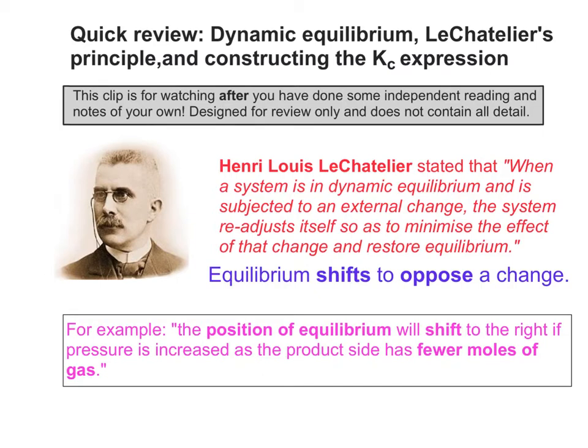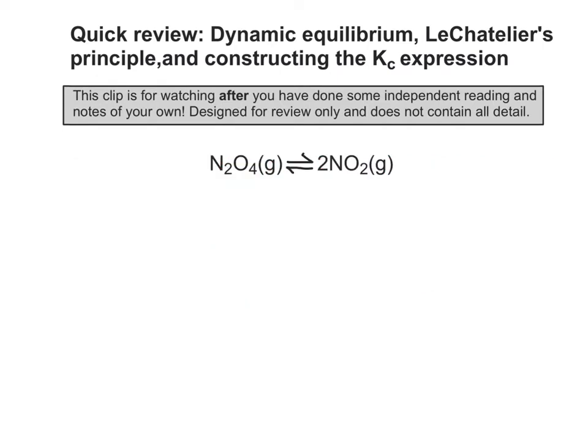An example of this might be: the position of equilibrium will shift to the right if pressure is increased as the product side has fewer moles of gas. In other words, you need to be careful with the language that you use. So if we consider this equilibrium as an example, we can graphically explain what happens at equilibrium.